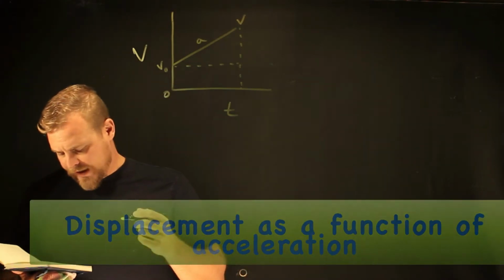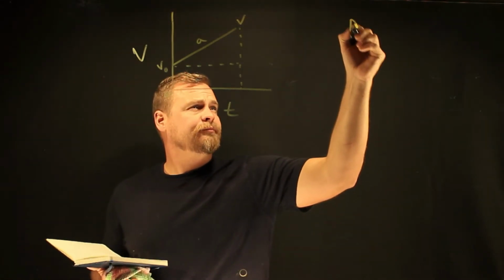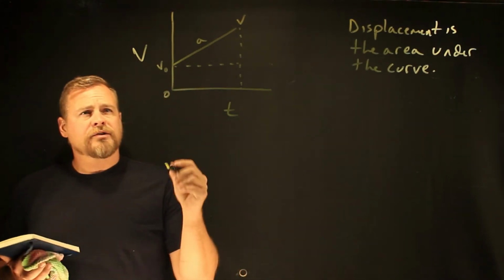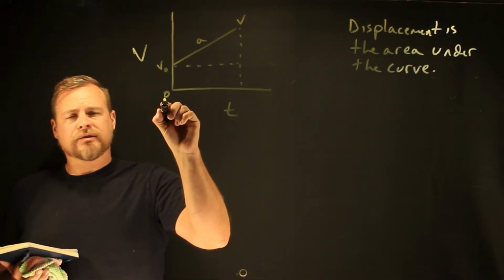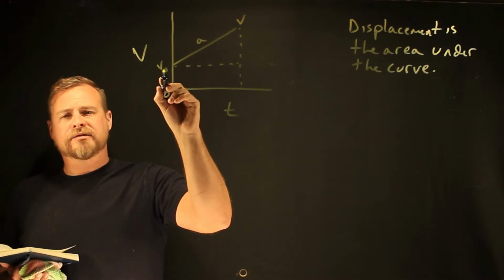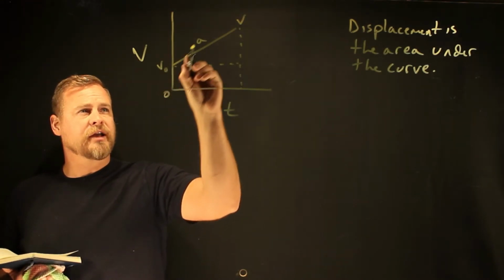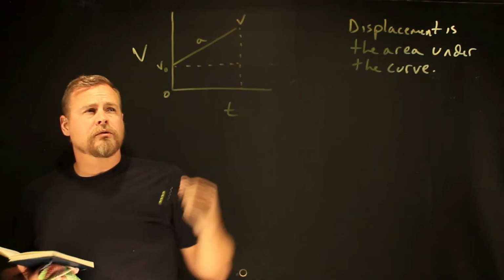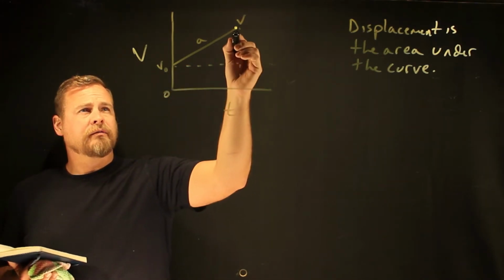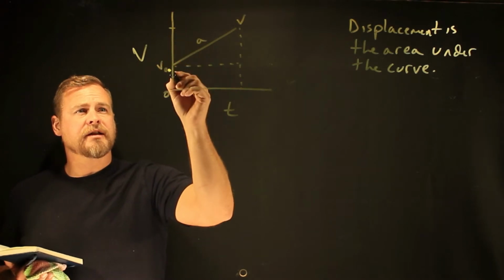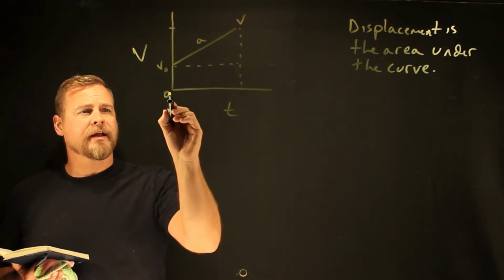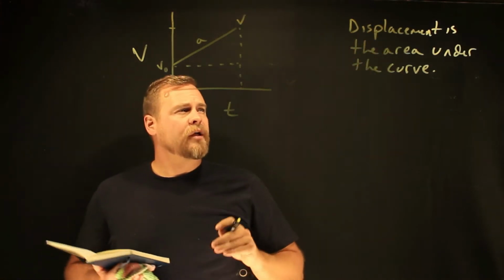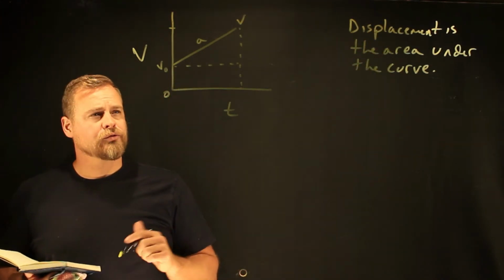Now recall that displacement is the area under the curve. Now we understand that all velocities do not start at zero. So you could start at some velocity and then accelerate over a given amount of time to come to a new velocity. We still have a final velocity here and an initial velocity here and a certain amount of time here. And this rule where the displacement is the area under the curve is still true.